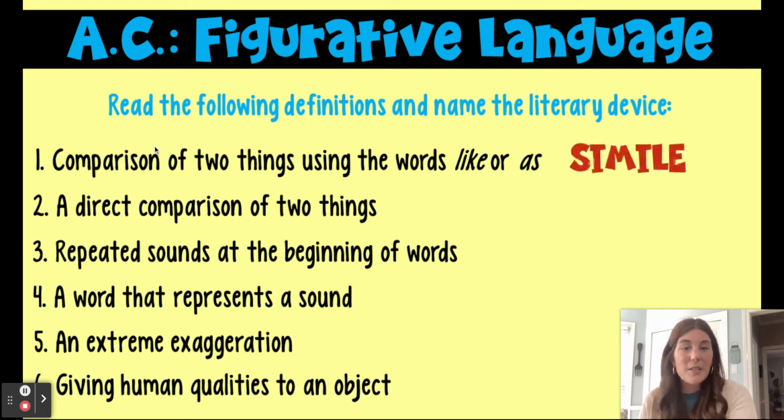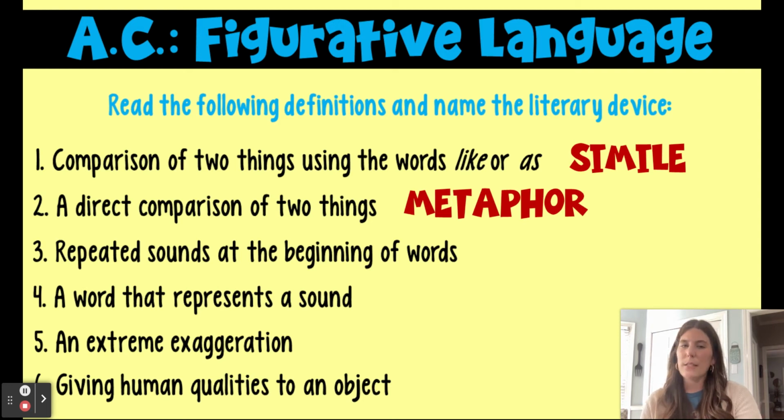All right, this would be a simile. Good job. What about a direct comparison of two things? Meaning it's kind of similar to a simile. It compares two things, but it says direct comparison. Take a guess. All right, this is a metaphor. So similes and metaphors kind of go together, but similes are a little bit different because they use that like or as. We'll look at some examples in a second.